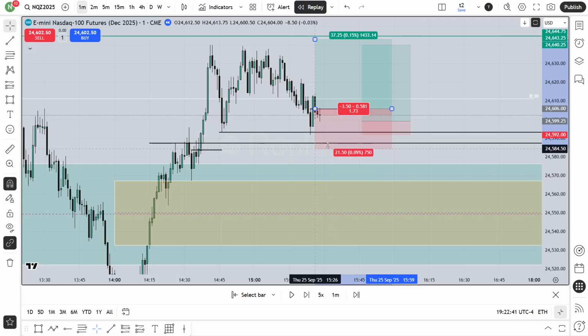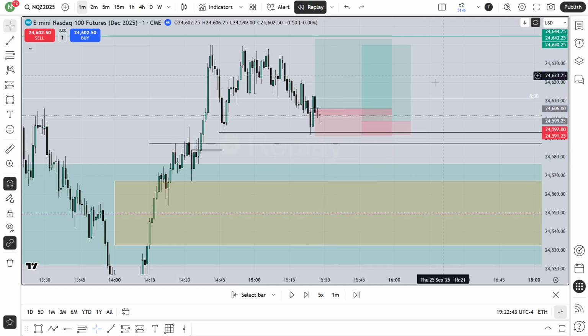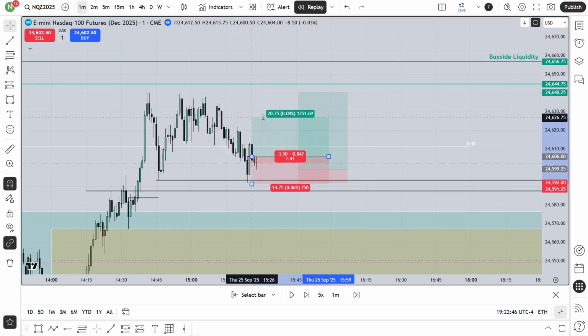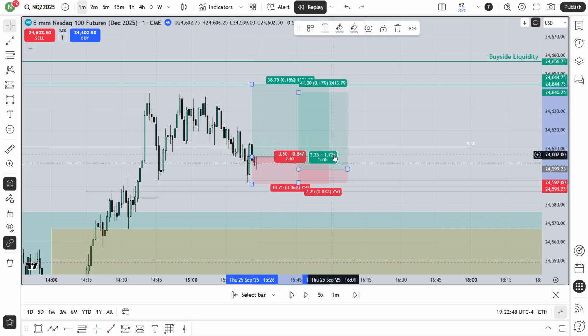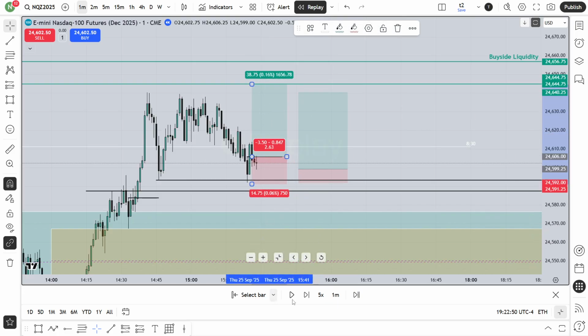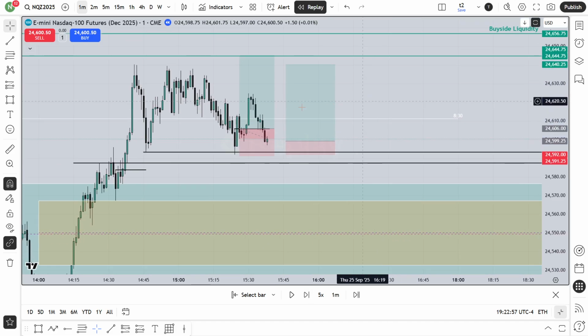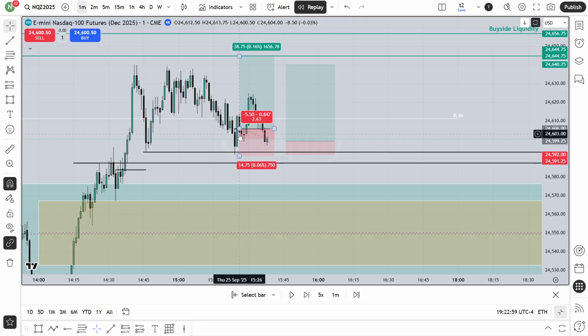I have already explained this on my channel. You can take some partial around 20 handles, and hold your trade until this area, until that buy side liquidity. You can see the market actually went until that area, and finally it came back again inside this order block.